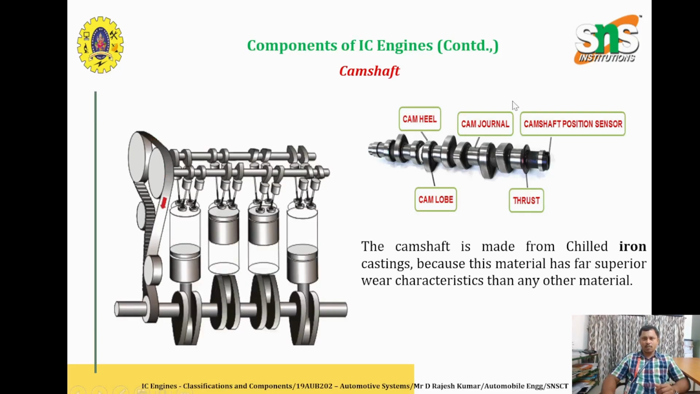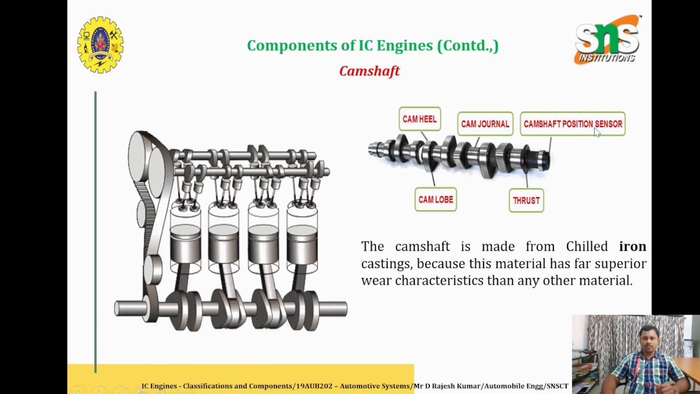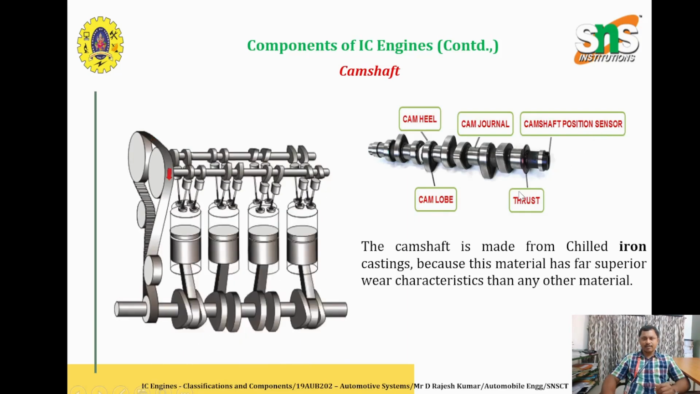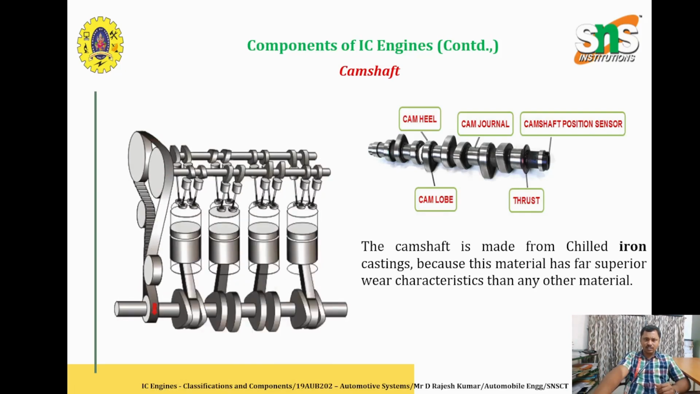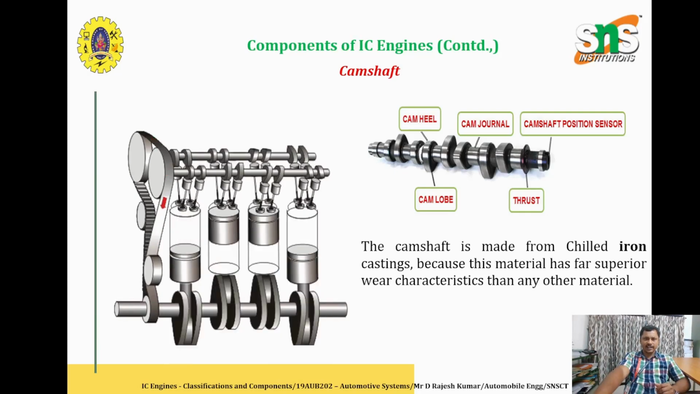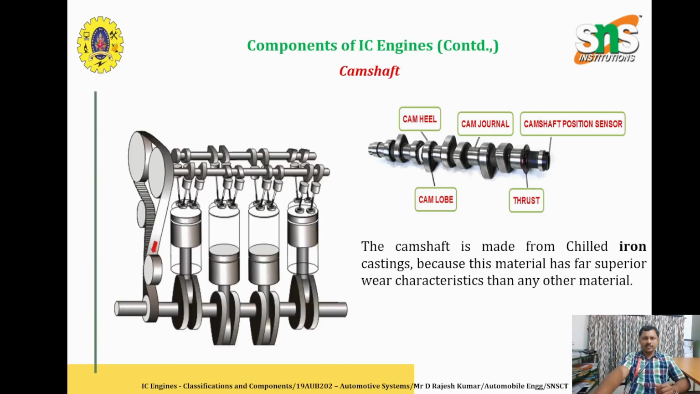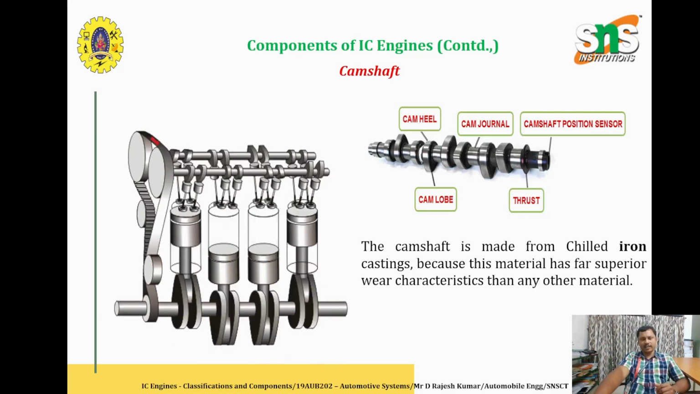So you can see the components: the cam wheel, cam journal, cam push and camshaft push and sensor. These are the major components of a camshaft. So this is also one of the rotating components inside the engine. So the piston is the only thing which reciprocates. Other than the piston, all the components will be in rotary motion.